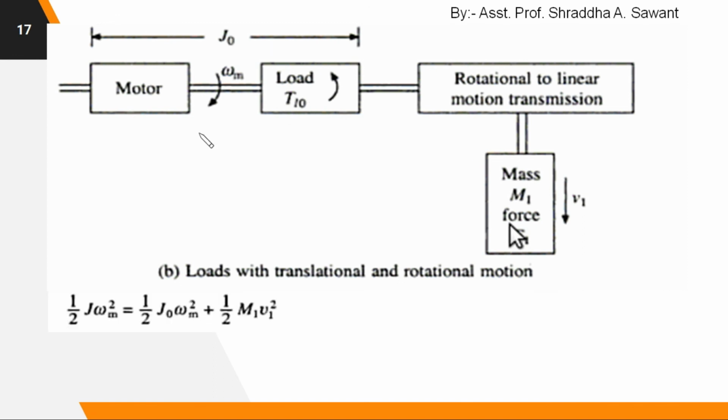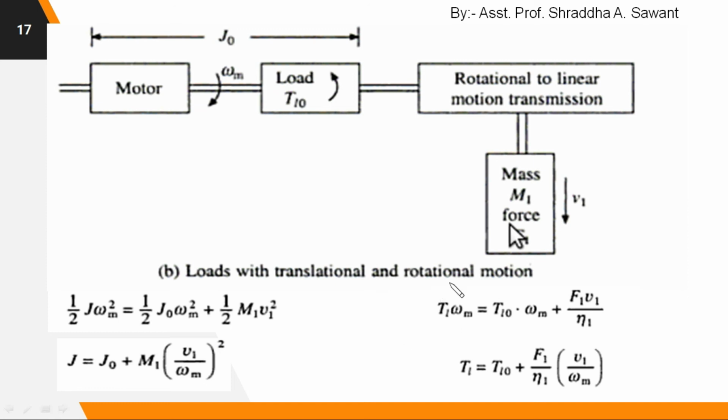So what is the equation? Again, this is the kinetic energy of the total system, half J omega_m square, which is equal to the kinetic energy of the first part, half J0 omega_m square, plus half mv square. So mv square is m1 v1 square. And if more loads are connected, then we just have to add the terms. When we cancel out omega_m square, your generalized equation will be J is equal to J0 plus m1 multiplied with (v1 upon omega_m) whole square.